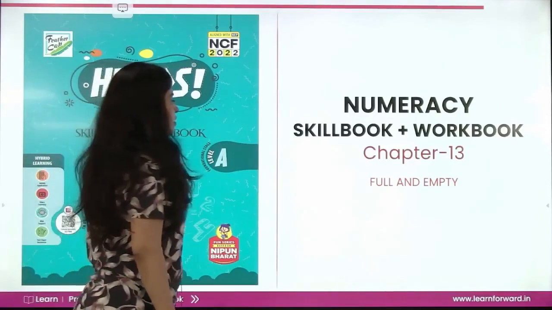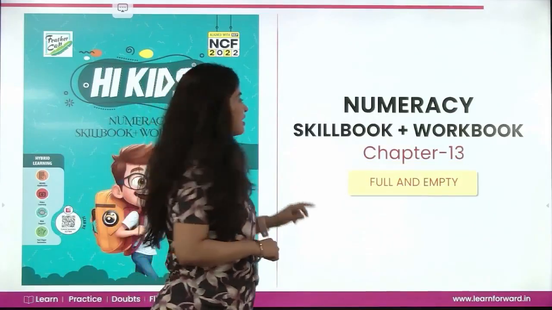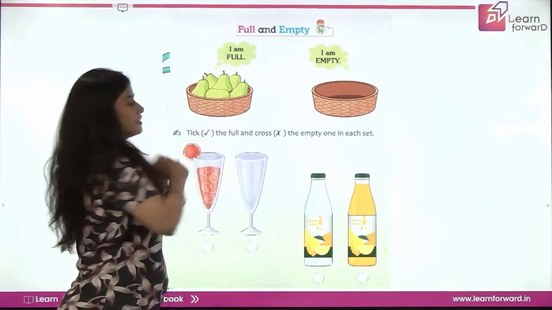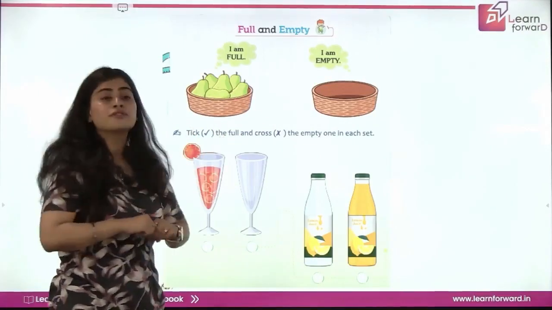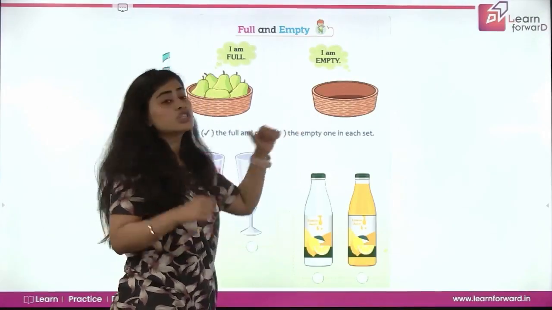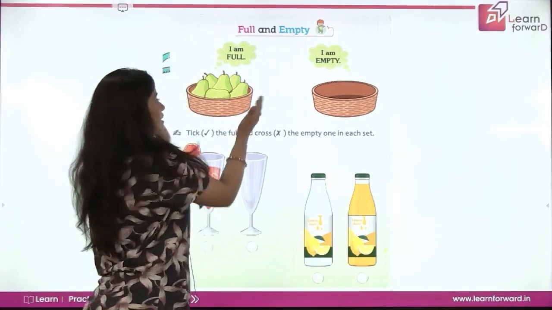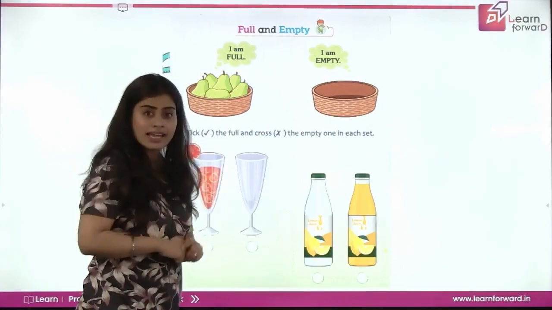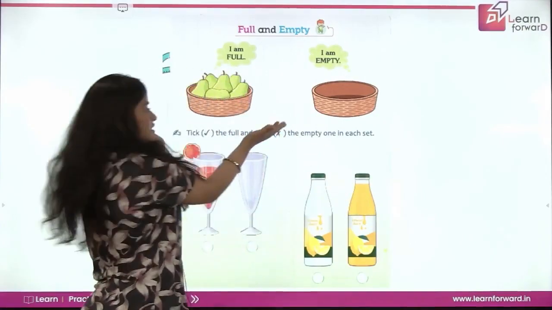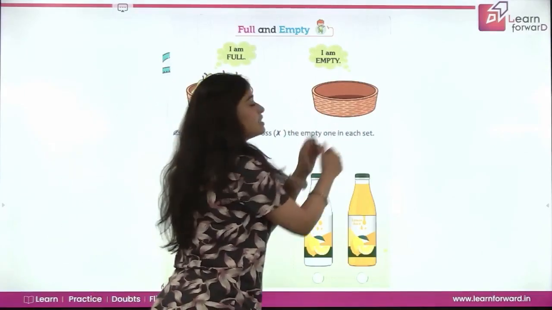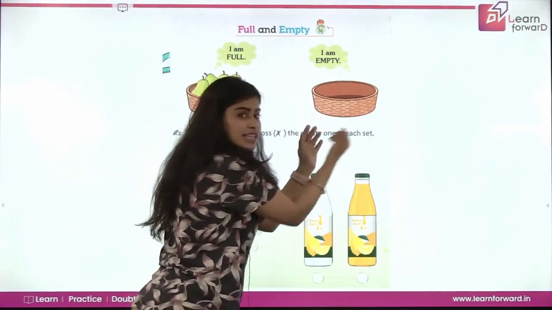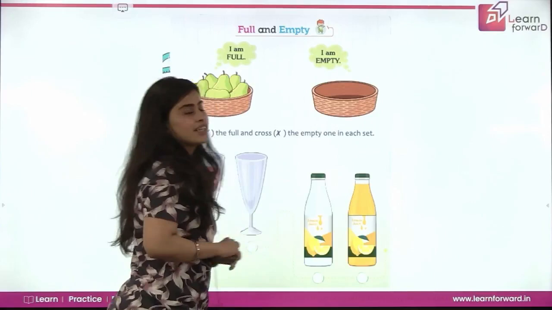Alright. Now we will study about full and empty. Okay, so look here. Again, there are two baskets. One basket is full of pears and this basket is empty. Okay, it has no fruit in this basket. So, this basket says, I am full, and this basket says, I am empty. This is full of fruits and this is empty. It has no fruits in it. Full, empty, full, empty. Okay.